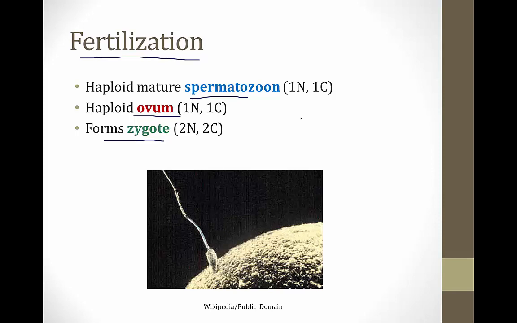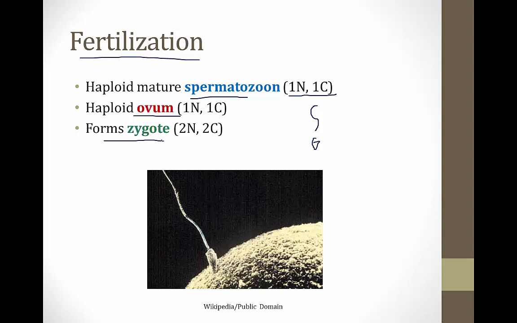So eggs and sperm are 1N, 1C. So what do I mean by that? By 1N, I mean they have one copy of each chromosome. So for example, if we were talking about chromosome 6, there is a single copy in each haploid spermatozoon. There's also a single copy in each egg. In addition, there's only one chromatid for each chromosome in a sperm or in an egg cell.